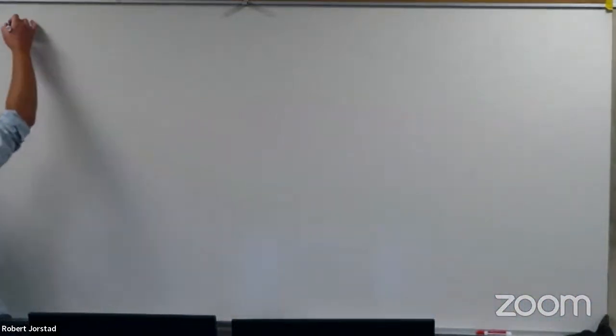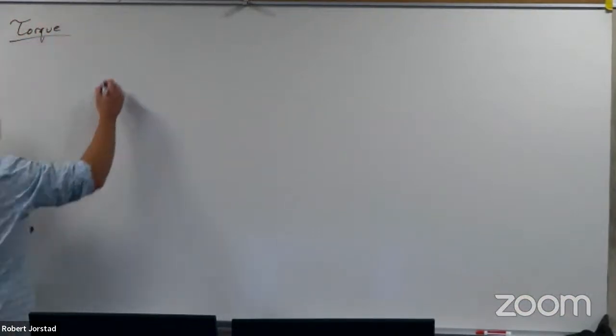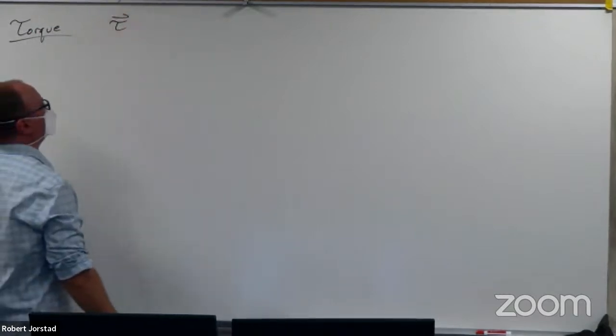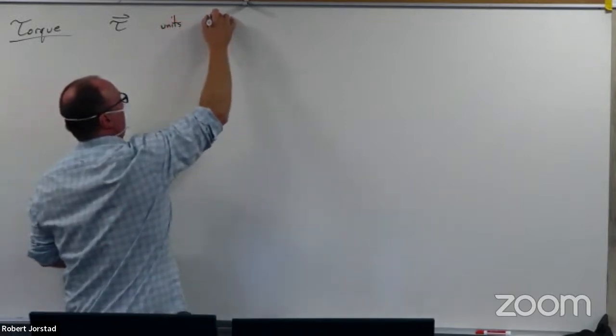Okay, torque, page 69. Let's get something out of these last 15 minutes while we got it. Try and make tomorrow a little easier. Torque. The symbol is tau. We're going to call it a vector. The units for torque are going to be Newton meters.